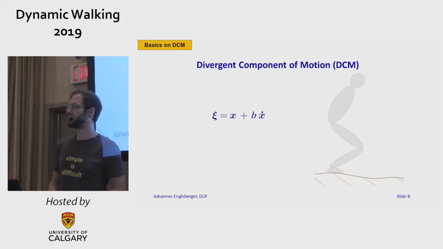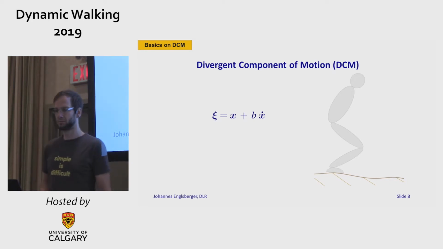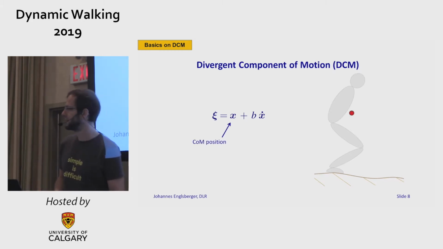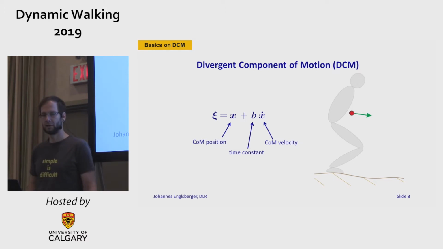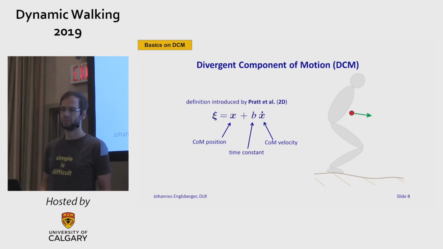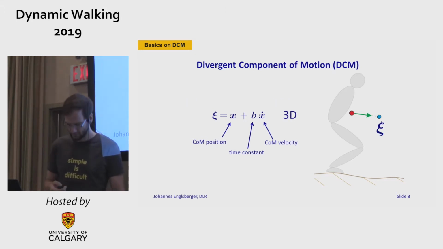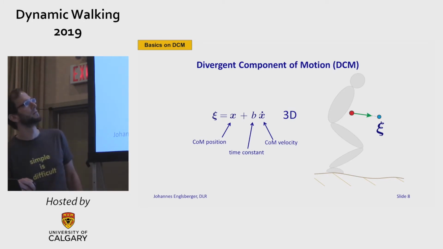Let me start out with a few basics on the divergent component of motion, which the whole method is based around. The DCM is a linear combination of the center of mass position and its velocity, scaled by a time constant. This definition was originally introduced by Jerry Pratt for 2D, while I extended it to 3D a few years back. As you see, this is a point in 3D space.